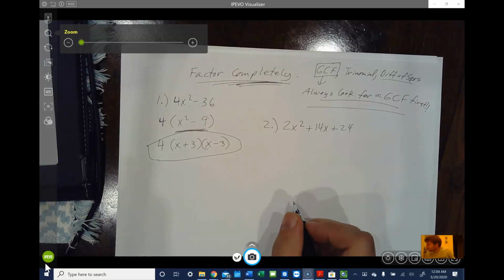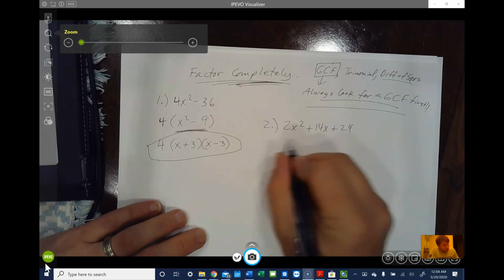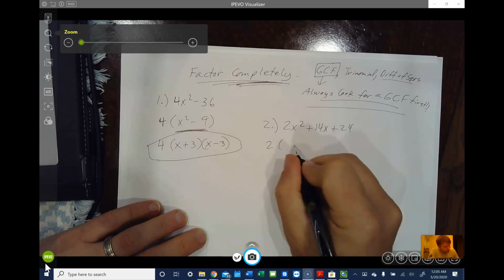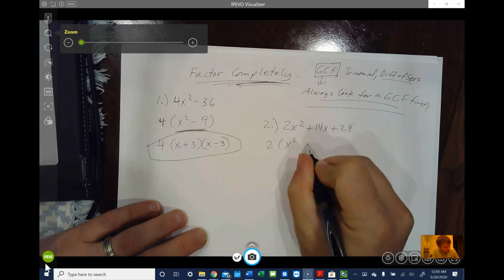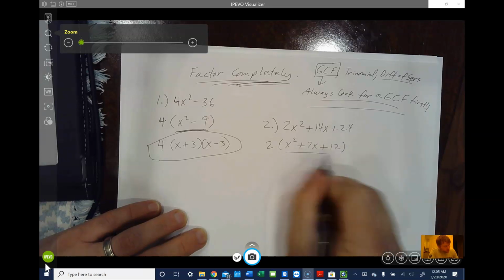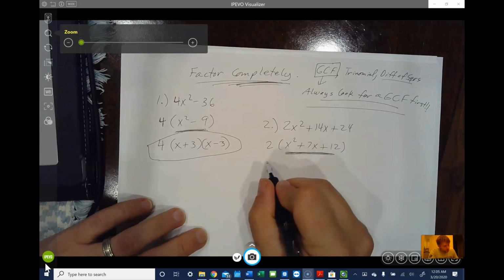All right, go ahead and try that one. Okay. Is there a GCF? There sure is. What is it? 2. So what's left when I factor out the 2? x squared plus 7x plus 12. Then I look at this and I say, can I do some more to that? Can I factor that as a trinomial?